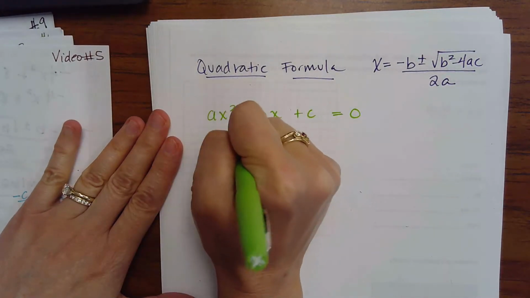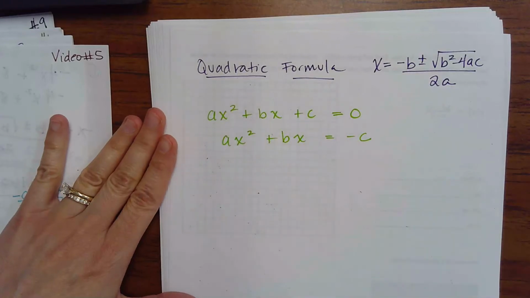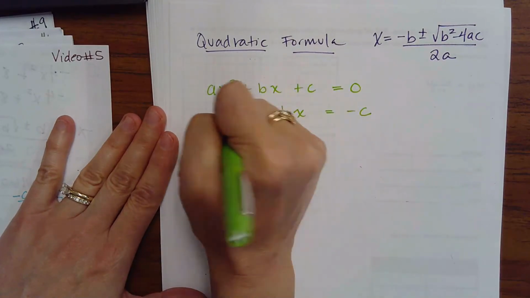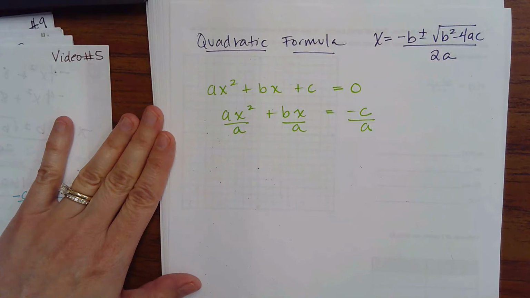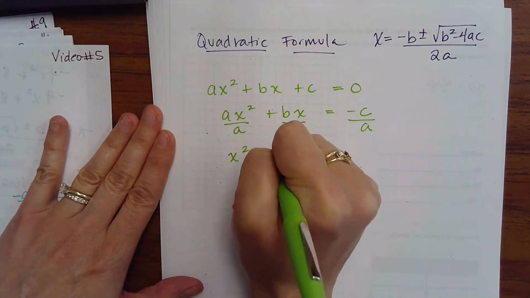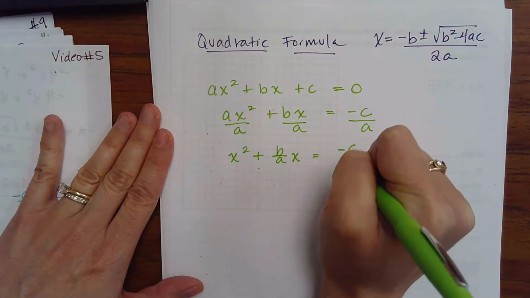So step number 1, take c and move it to the other side, right? So we're going to subtract c. Step number 2, divide by basically your a term. My a term is a, since we're using just letters here. So I get x squared plus b over a x equals negative c over a.